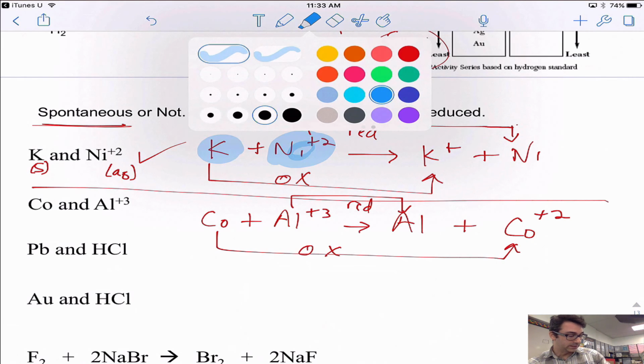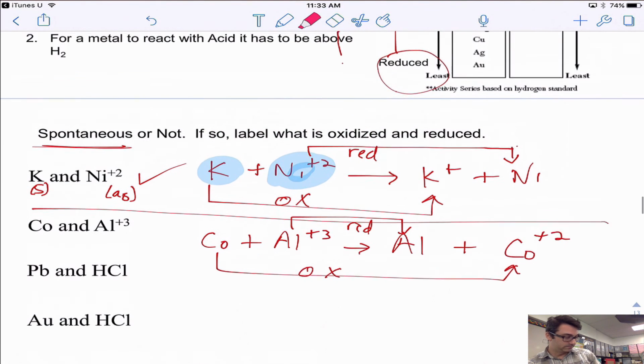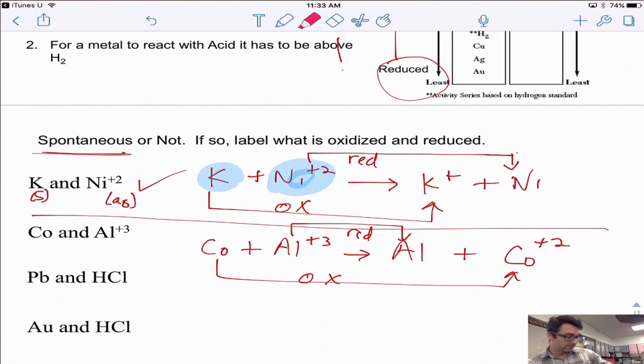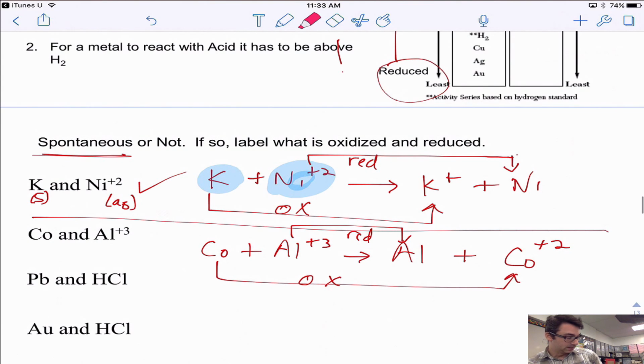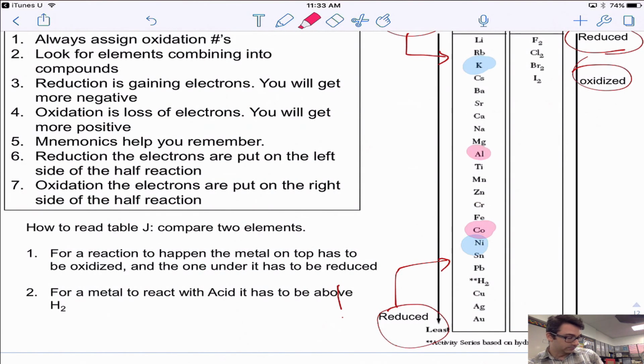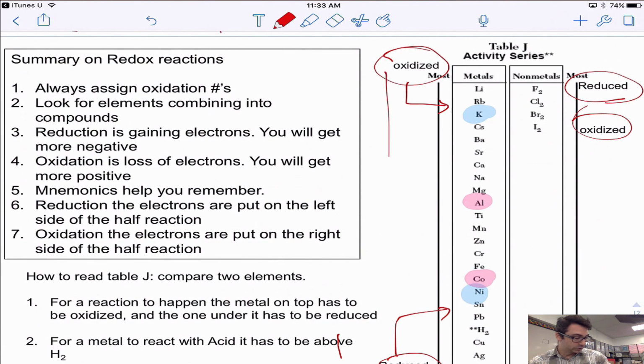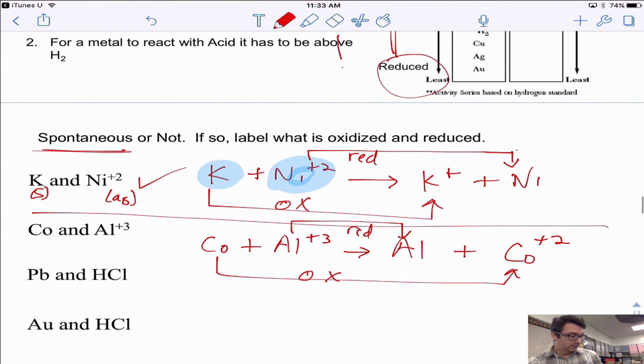Let's take a look at the table. Let's use a different color for these. We'll use a nice pinkish purple here. And we're going to see cobalt and aluminum. Let's find them. Cobalt and aluminum. Aluminum, what should happen to it? Well, it's higher up. So aluminum should be oxidized. Cobalt should be reduced. Let's see if that's what happened. No way. Aluminum was reduced. Cobalt was oxidized. That's not what should happen according to Table J. Aluminum is more active. It should be oxidized. Cobalt is less active. It should be reduced. This reaction doesn't happen.